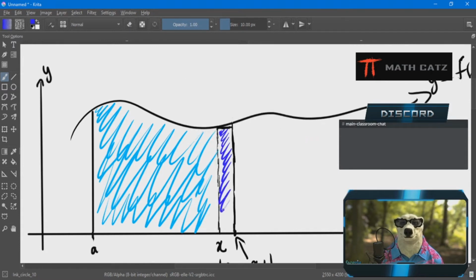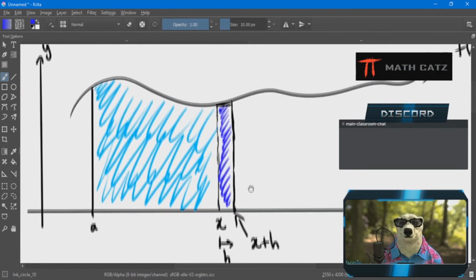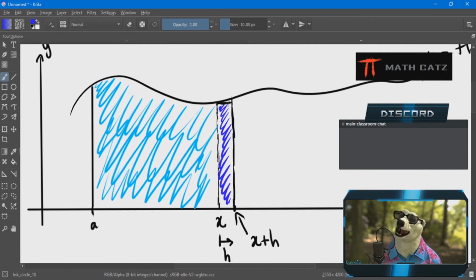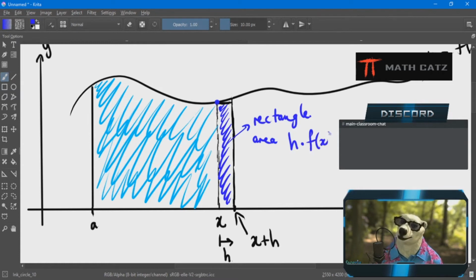This rectangle, if the little gap that I moved forward, h, is small enough, then the error that I'm making is pretty small. So this is now a rectangle, which is easier to work with. Its area is the height of the rectangle times the width. Well, the width is h. The height of the rectangle sits at x. It's a point right there on the graph. How do I find the height? It's the y value, so it's f of x.